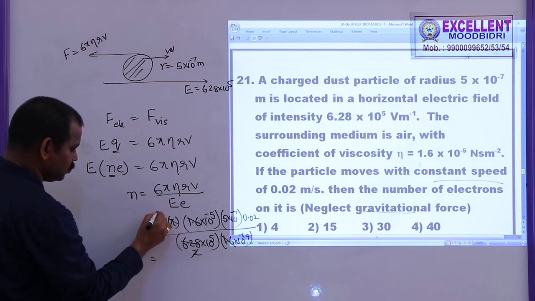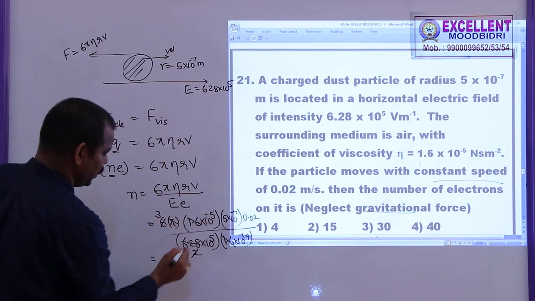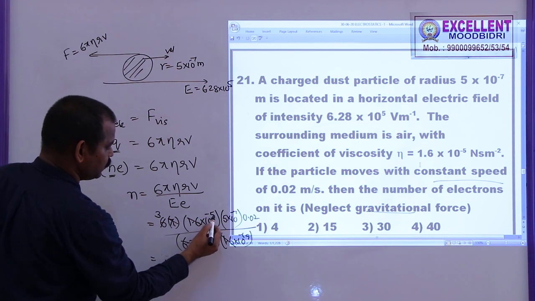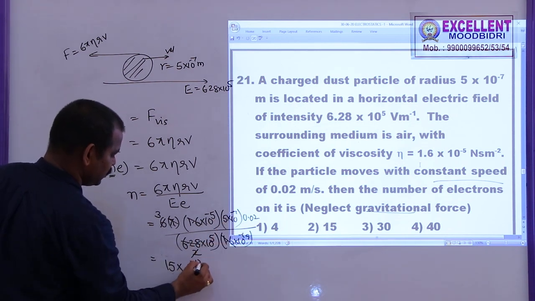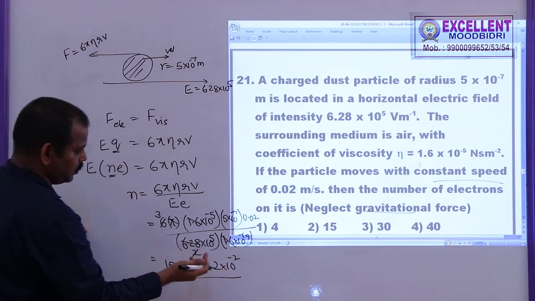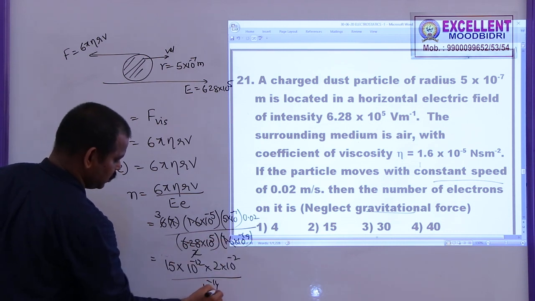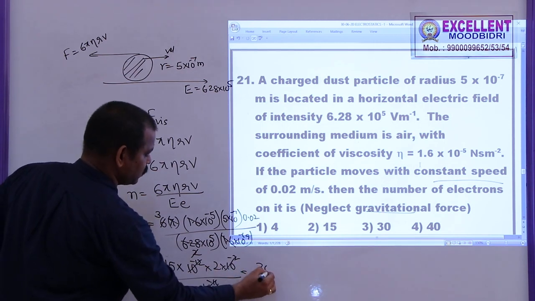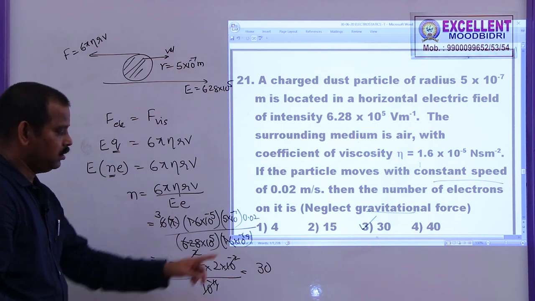2 ones, 2 threes, you can cancel here. So the remaining terms are 3 and 5, so this is 15 into the other powers of 10. This is 10 power minus 5 minus 12, 10 power minus 12. This is 2 into 10 power minus 2, and in the denominator minus 19 plus 5, minus 14. This and this cancel. 15 twos are 30. So the number of electrons in this charged particle is 30.